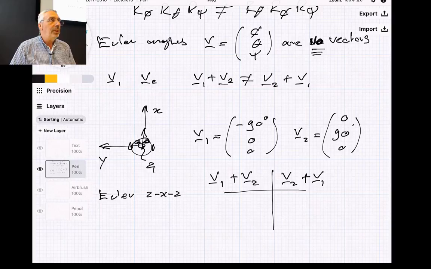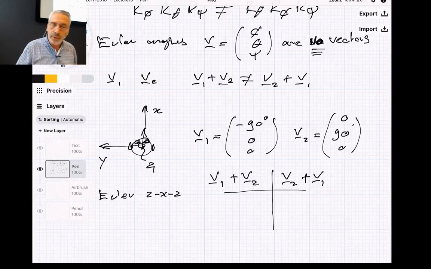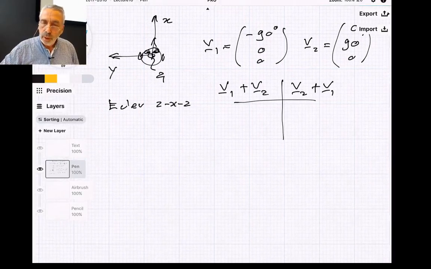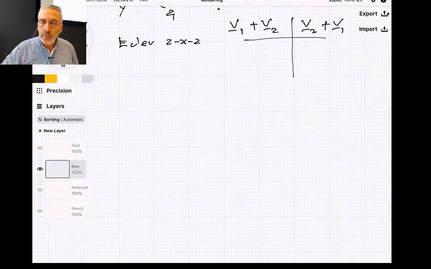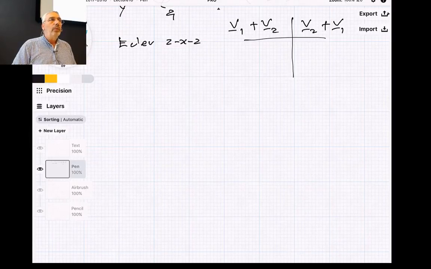So thank you for assisting me in this experiment, and I think that this class, 28 people today, will never forget that Euler angles are no vectors, period. So Euler angles are within a special realm. And why is that important? Well, because we cannot do all these vector additions, and they're just parameters. They're numbers to parameterize a rotation matrix. Period. That's it.